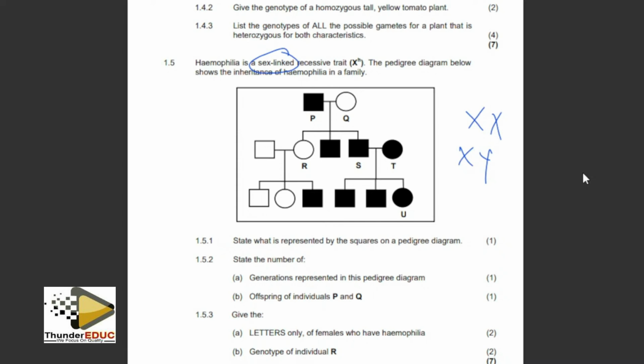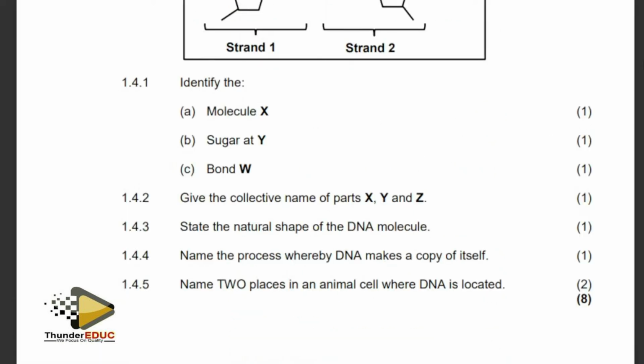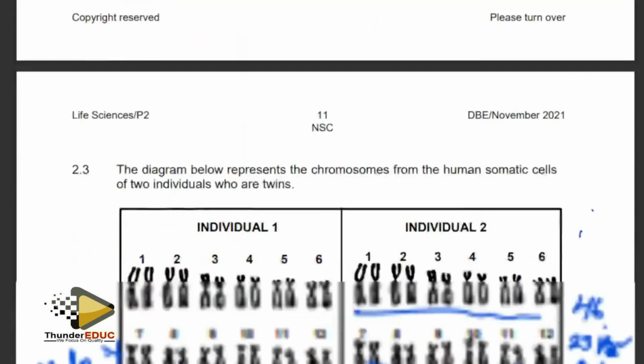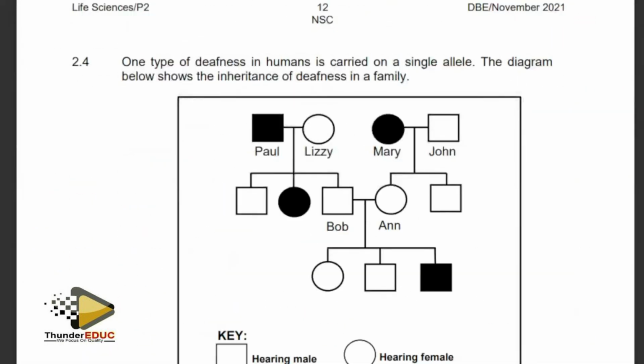So here it is mentioned, sex-linked. Or sometimes they don't say sex-linked. They say that for hemophilia, the gene is carried on the X chromosome. Still that is sex-linked. If it's not mentioned, please don't even bother. Don't even waste your time.